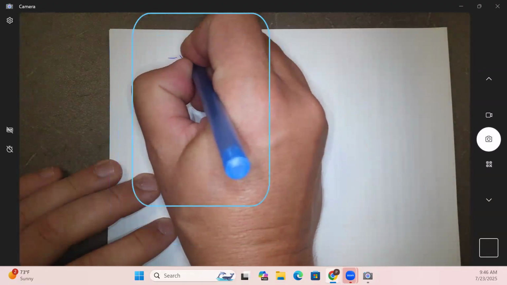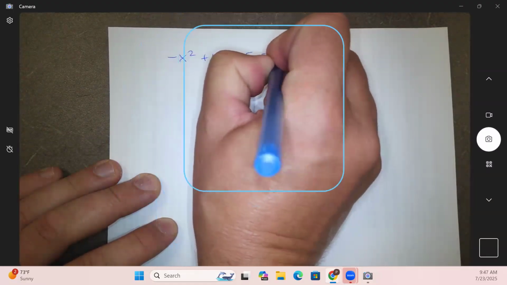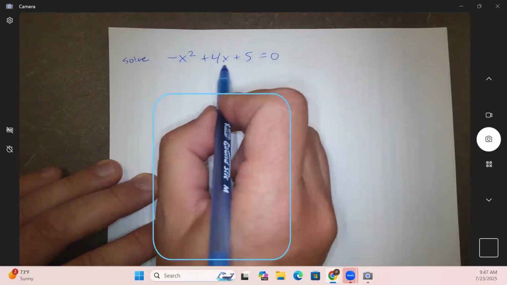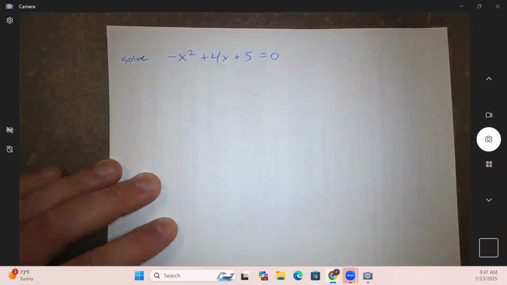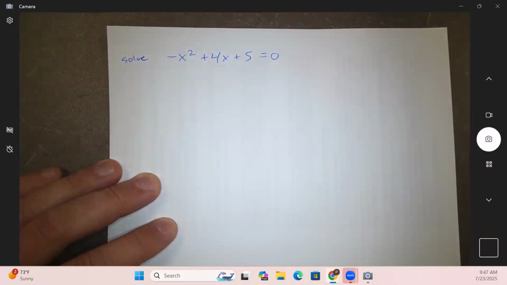I hope it's helpful. All right, so can I do the square root method very easily on this guy? No, because we got that 4x piece in there, right? It doesn't work very well unless the only x's come as an x squared.